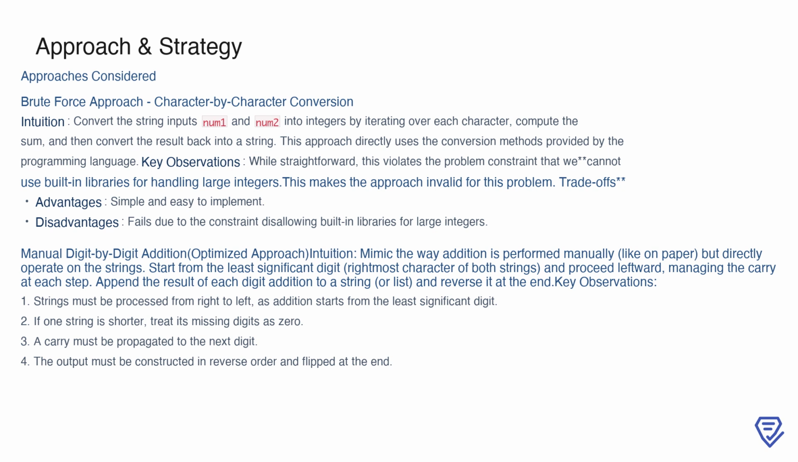The second approach is a manual digit-by-digit addition, which mimics how addition is done by hand. Starting from the least significant digit, or the rightmost character of each string, we move leftward, adding digits along with any carry from the previous step. Missing digits in shorter strings are treated as zeros, and the result is constructed in reverse order before being flipped to get the correct output. This approach respects the problem constraints and provides an efficient way to handle the addition without relying on integer conversion.